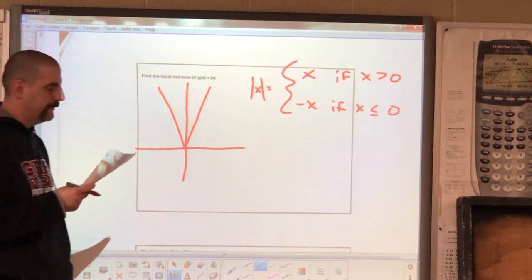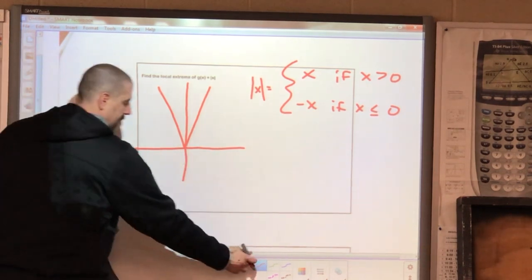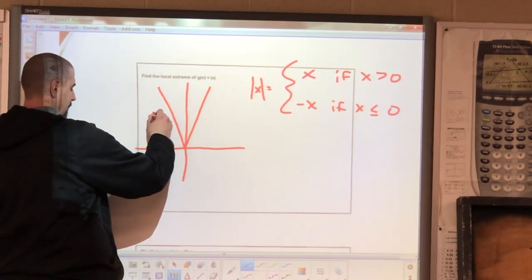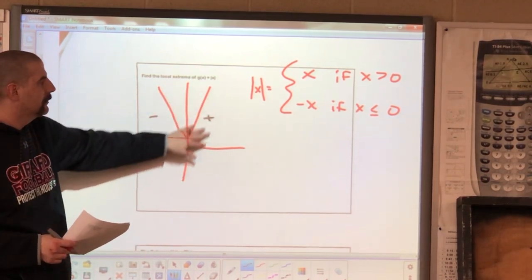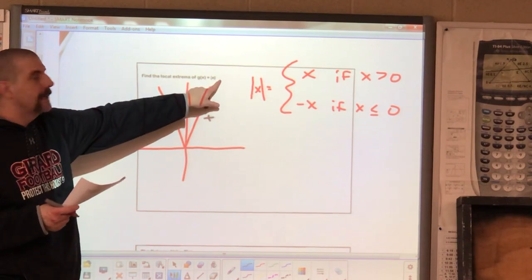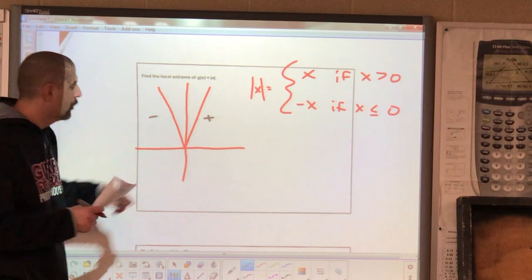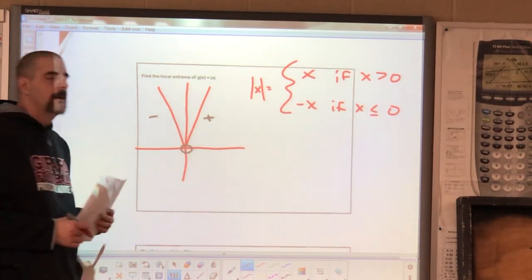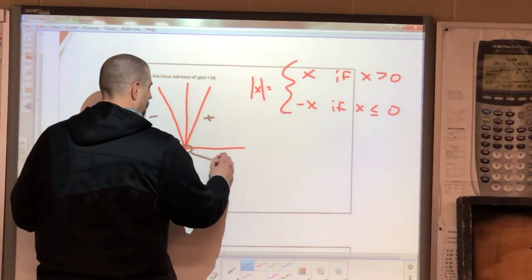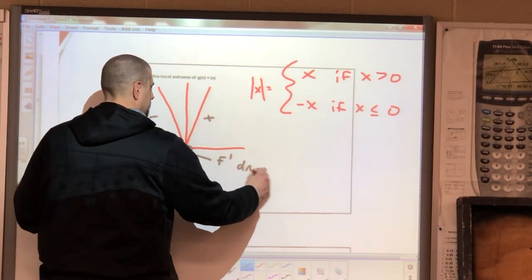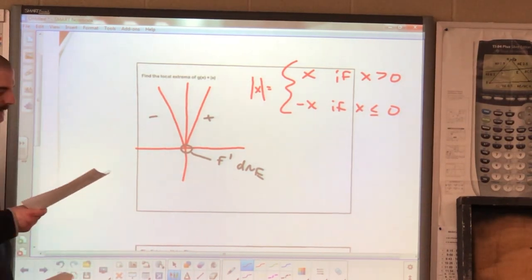So, what do we know? Well, if you take the derivative, we know that on this side it's negative, on this side it's positive. So there is no local max. They didn't give us an interval, so there's no endpoints. So there is no local max. Here would be a local min, but remember, what about a corner? Do you remember? F is a corner, so f prime does not exist at a corner. So, cannot find local extrema of that.